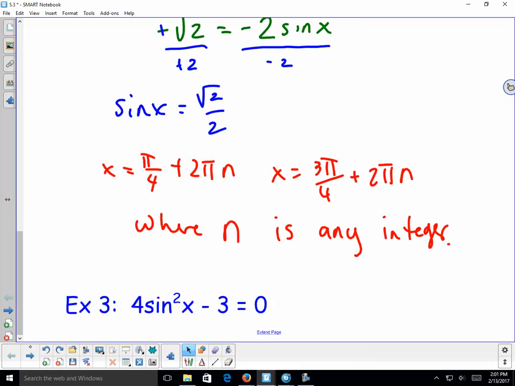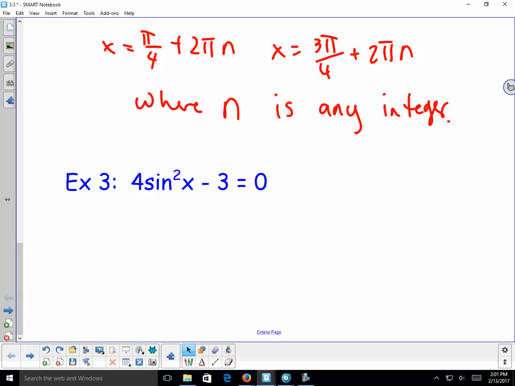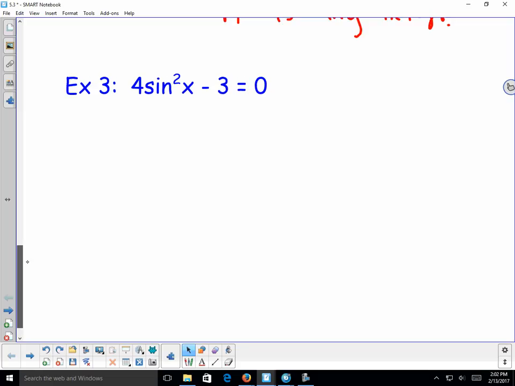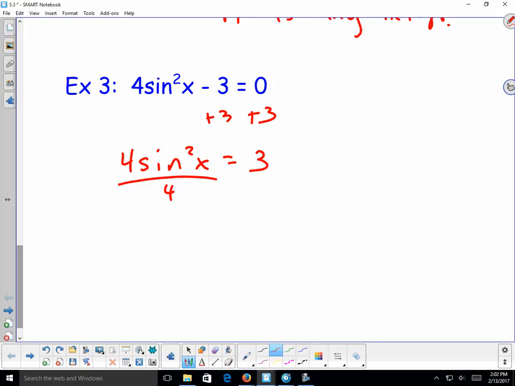Okay, what about number 3? You're solving 4 sine squared x minus 3 equals 0. Talk me through this one, Zach. What should we do first? Add 3 to the other side. All right. Adding 3, then what? Divide by 4. Dividing by 4, I get sine squared x equaling 3/4.